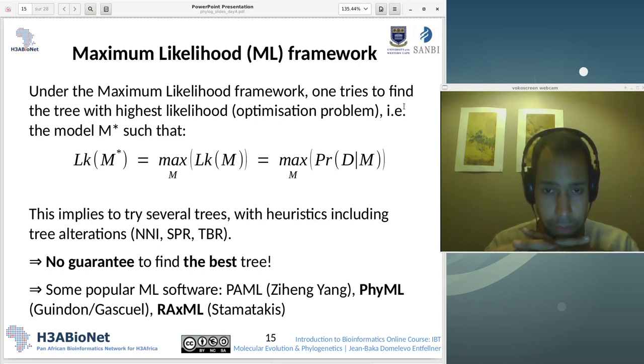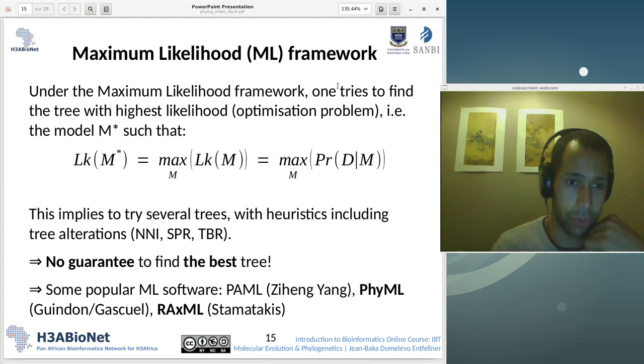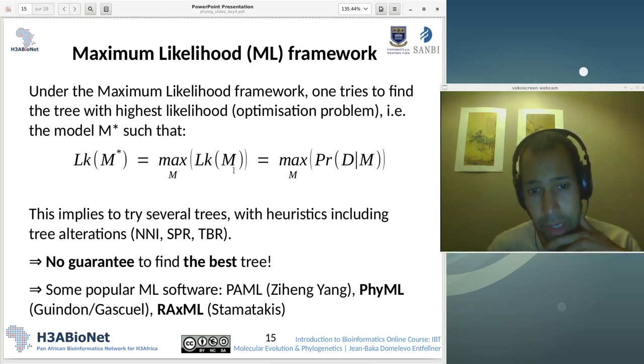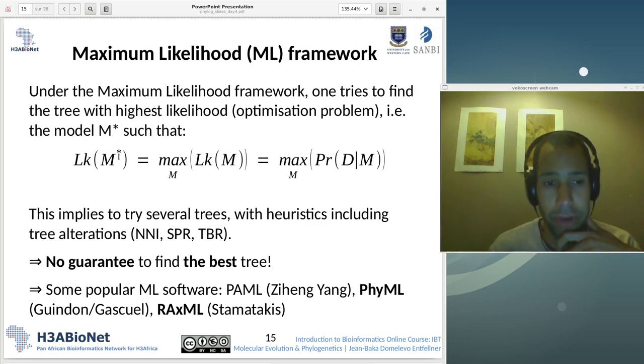It's an optimization problem. We want to find the model M star, such that M star is the maximum over all models M, the model that maximizes the likelihood. The likelihood of the best model M star is the maximum over all models of their likelihoods. Okay, so we want to find M star that is argmax of LK of M, so the maximum of the probability of D conditional to M.